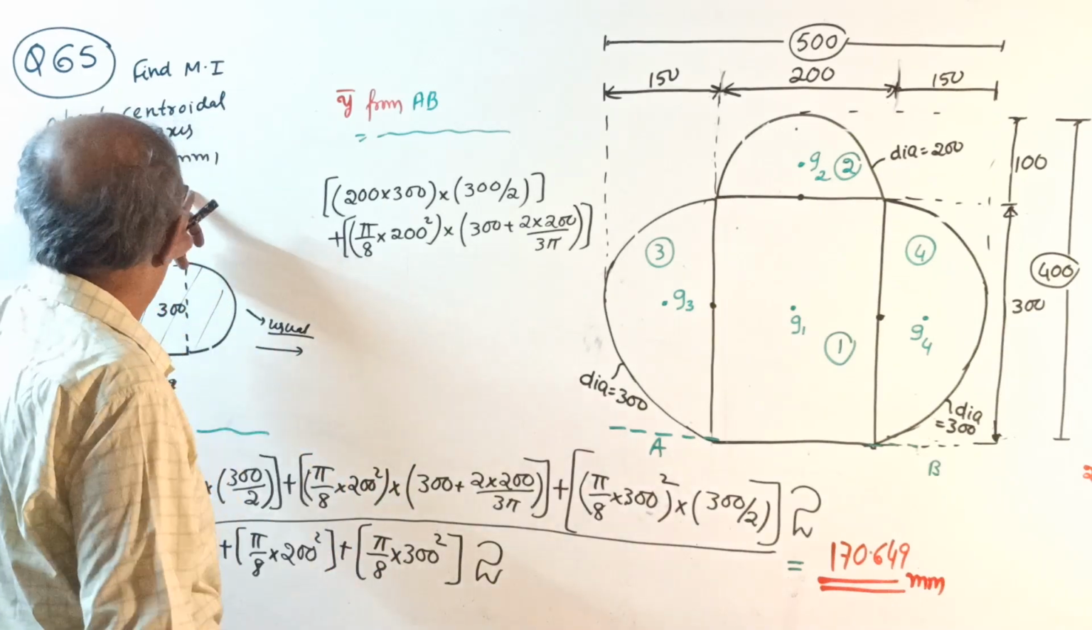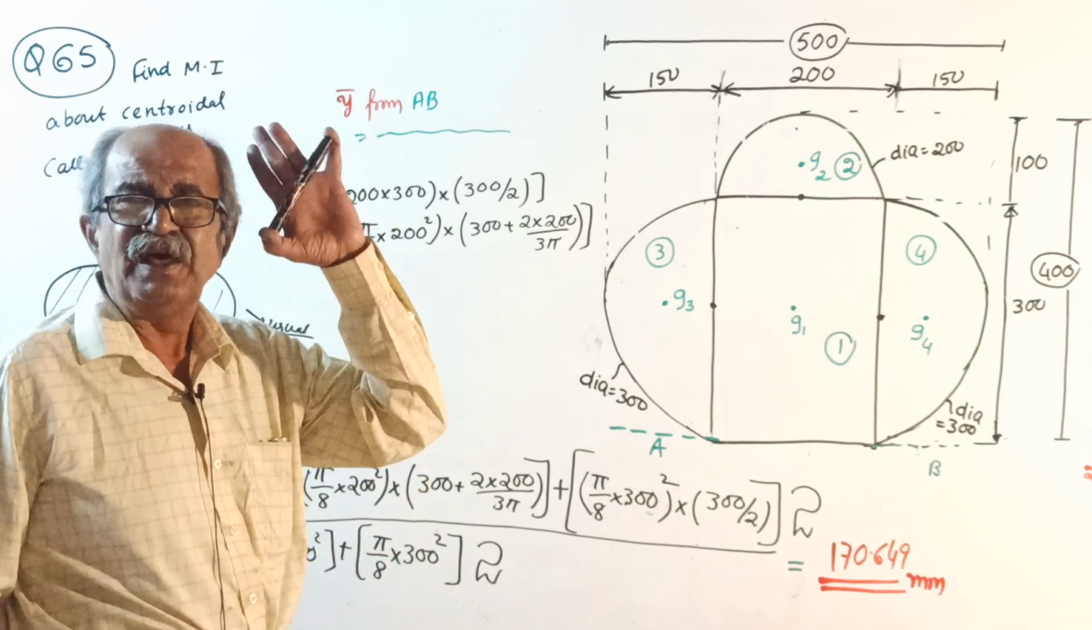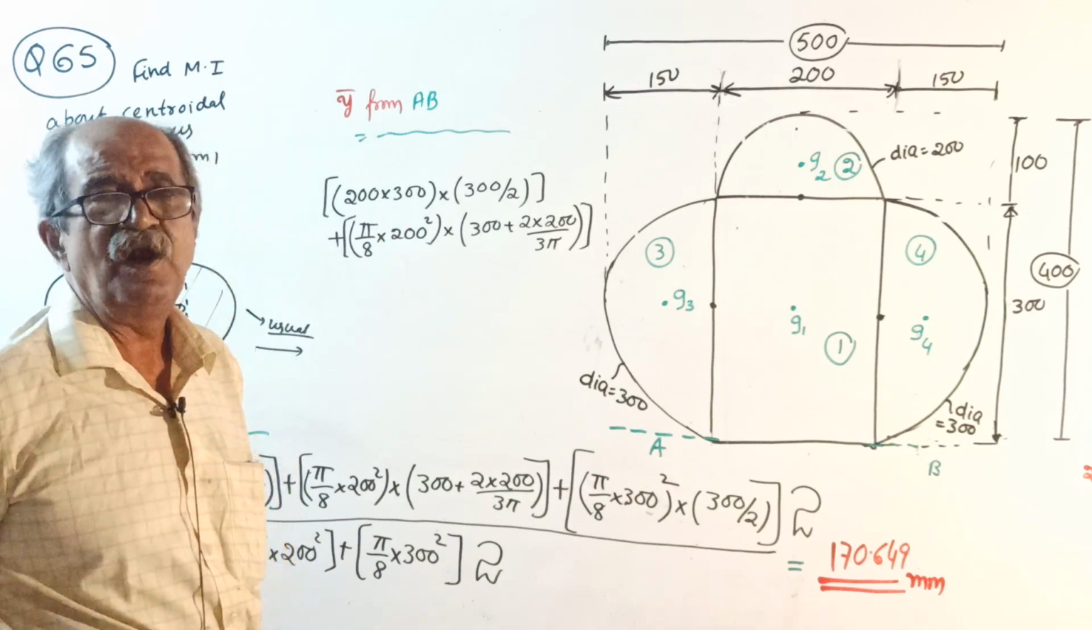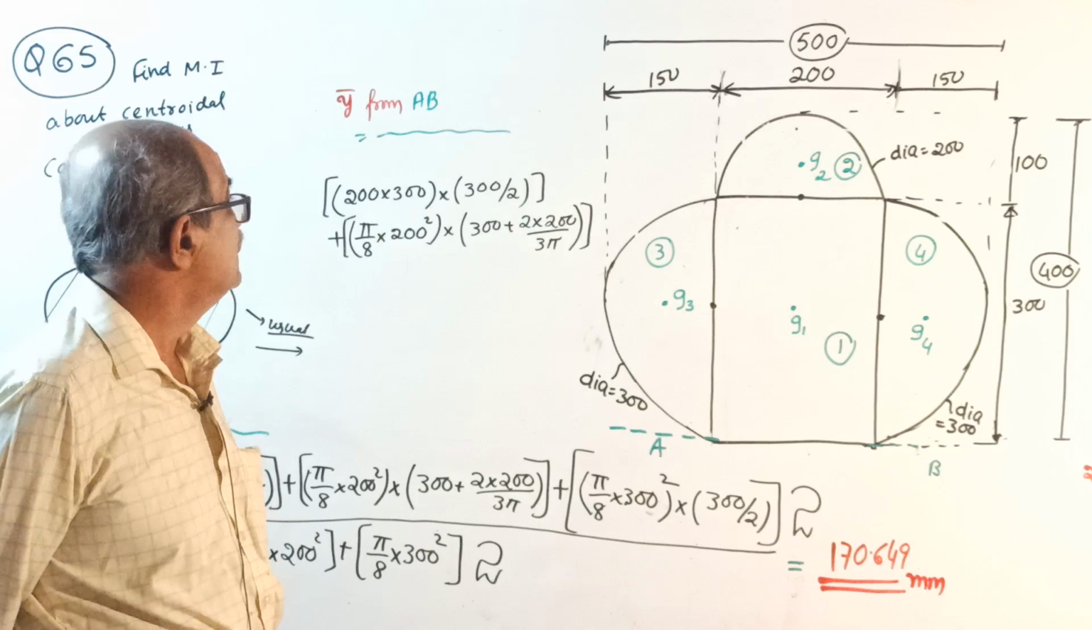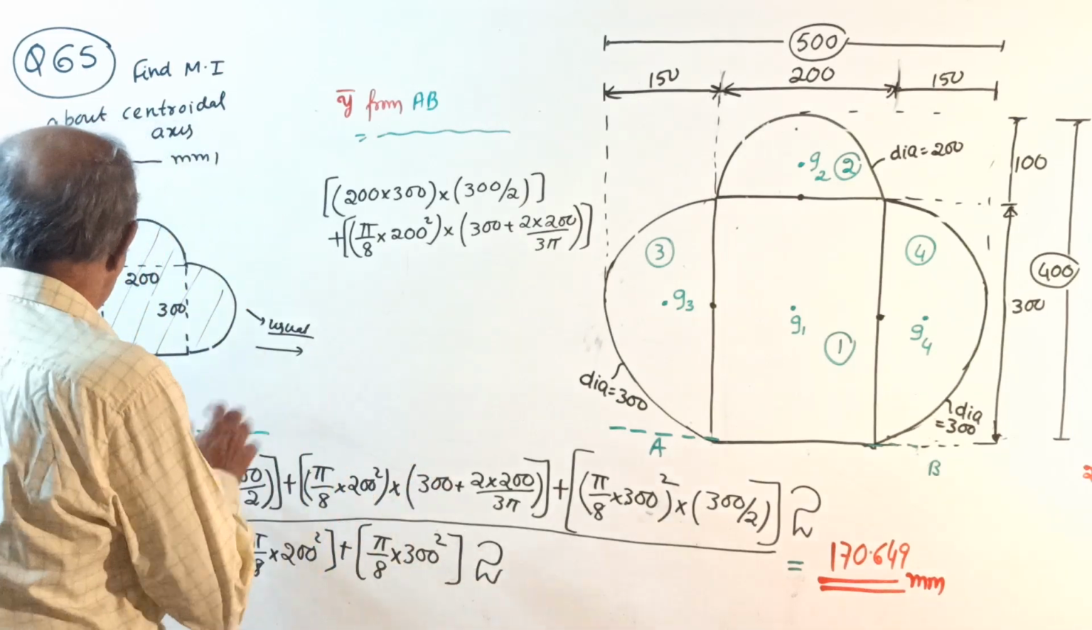So, required: moment of inertia about centroidal axis. This I wrote many times earlier. We will call the axes XX and YY passing through centroid G, marked with the red color. Then first you have to locate centroid G. Then write a note here.